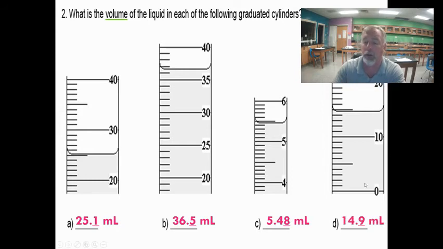And finally, our last one, how far we go, 10 milliliters over 10 tick marks. That means 1 milliliter per tick mark. 10, 11, 12, 13, 14, not quite 15. So we all should start with that 14. We're really close to the 15 line, so we'll say 14.9 milliliters, sorry.